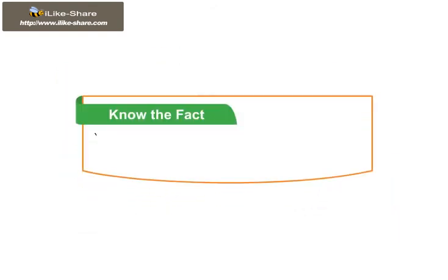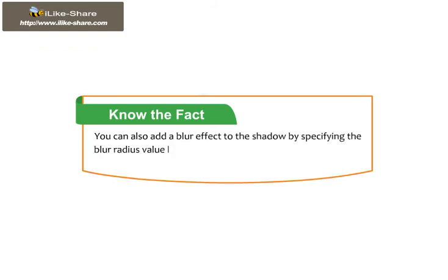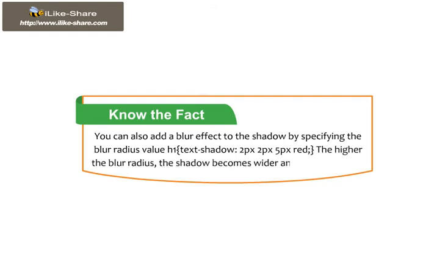Students, let's know the fact. You can also add a blur effect to the shadow by specifying the blur radius value. H1 bracket open text shadow :2px 5px red semicolon bracket close. The higher the blur radius, the shadow becomes wider and lighter in color.